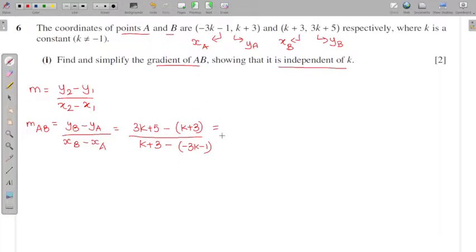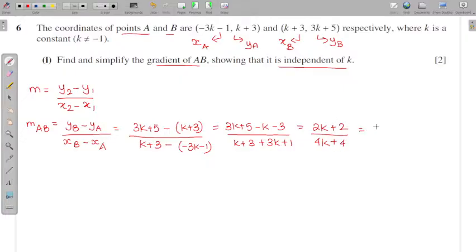So now let's open up the brackets. So it will be 3k plus 5 minus k minus 3 over k plus 3 plus 3k plus 1. So 3k minus k will give us 2k. 5 minus 3 will give us plus 2. k plus 3k will give us 4k, and 3 plus 1 gives us 4.